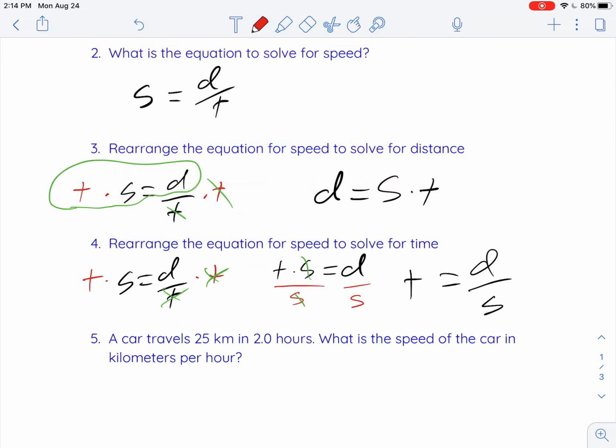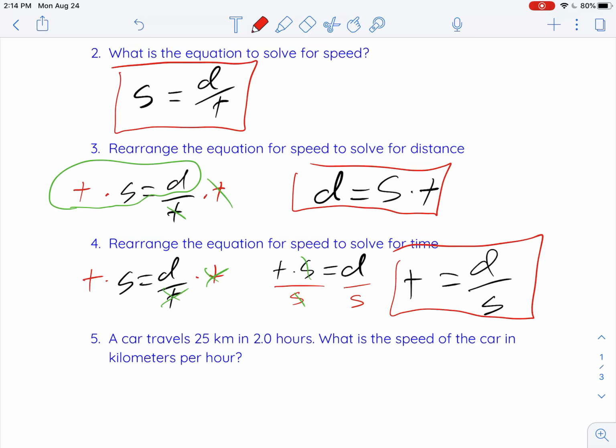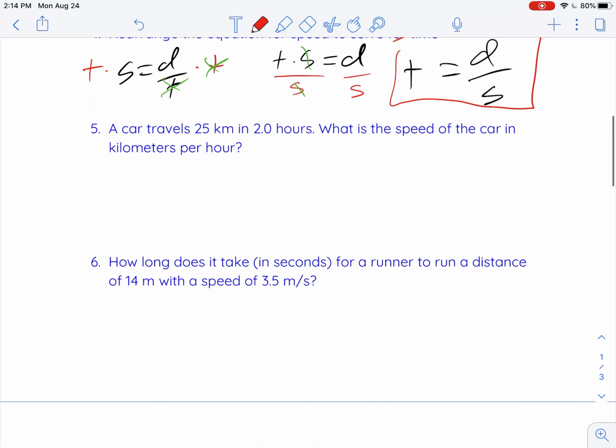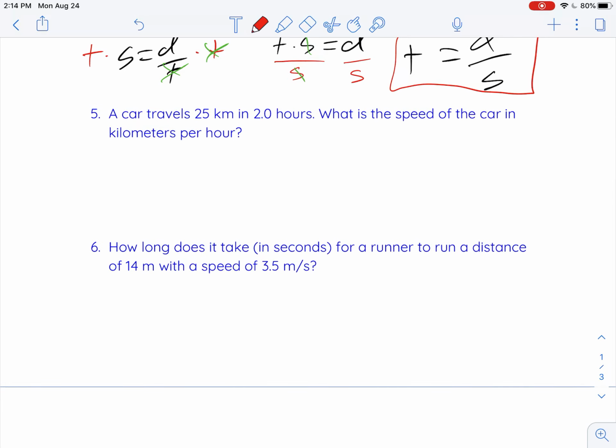Okay, it's just the same formula rearranged for the 3 variables. So speed is distance over time, distance is equal to speed times time, or time is equal to distance divided by speed. Okay, so now I can use any one of these I want depending upon what information I'm given and what I'm being asked to solve for.